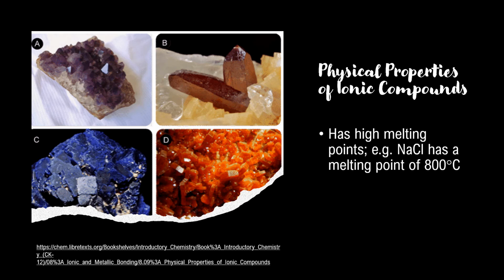Here are some examples of substances that are formed through ionic bonding. So we have here different crystals, and we know that ionic bonding belongs to the type of chemical bonds which form strong substances. Ionic compounds have high melting points, like for example, our table salt or sodium chloride has a melting point of 800 degrees Celsius. So you need to have this temperature in order to break the ionic bonding.